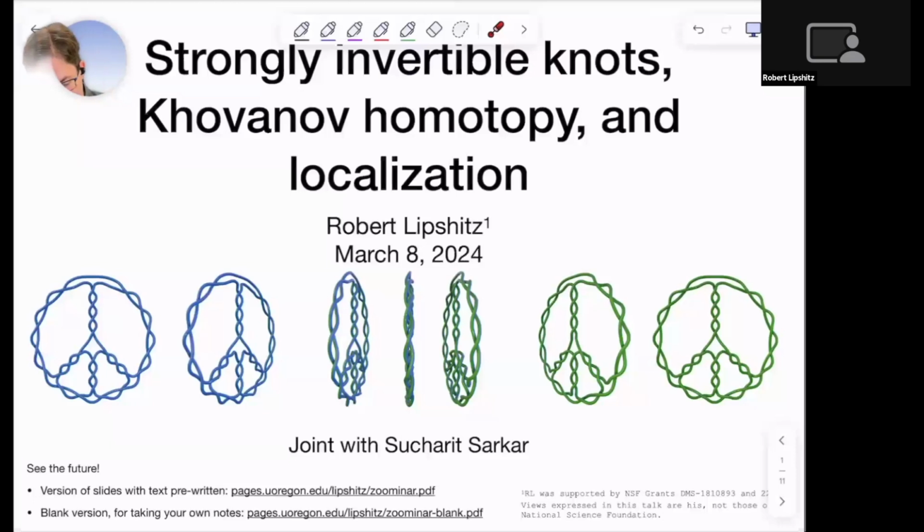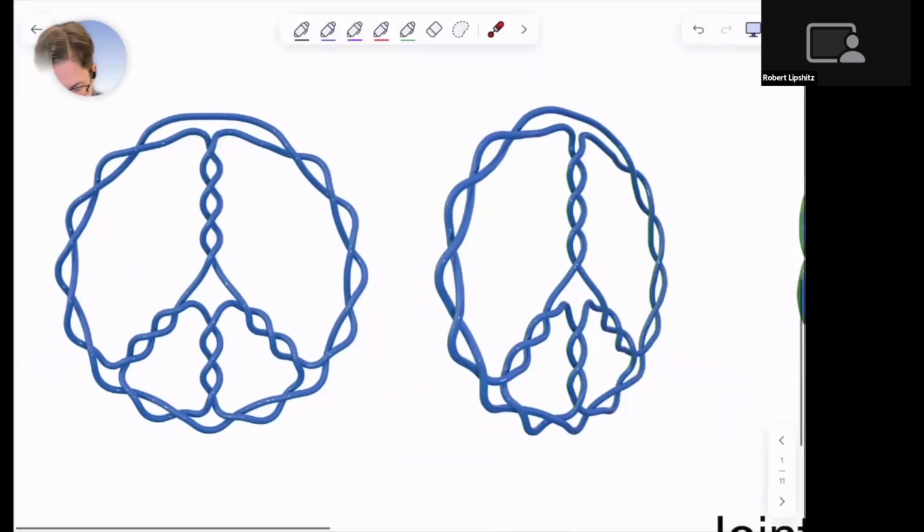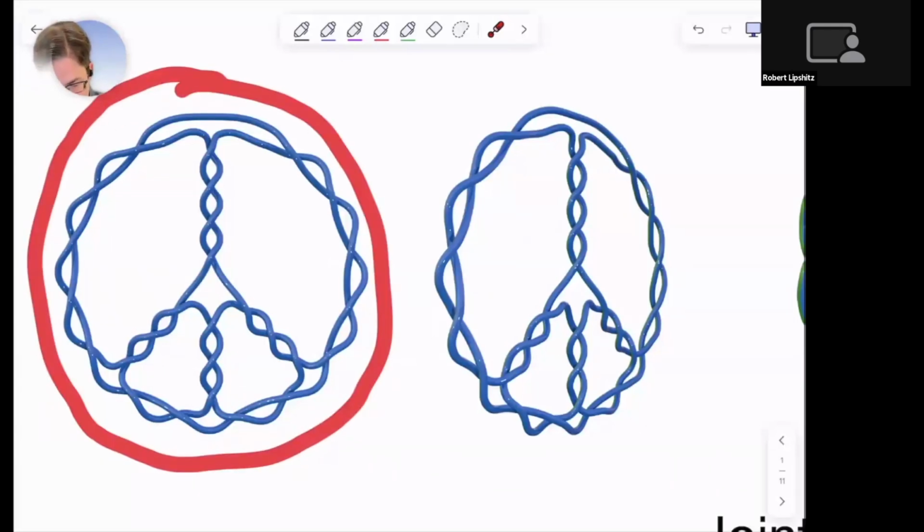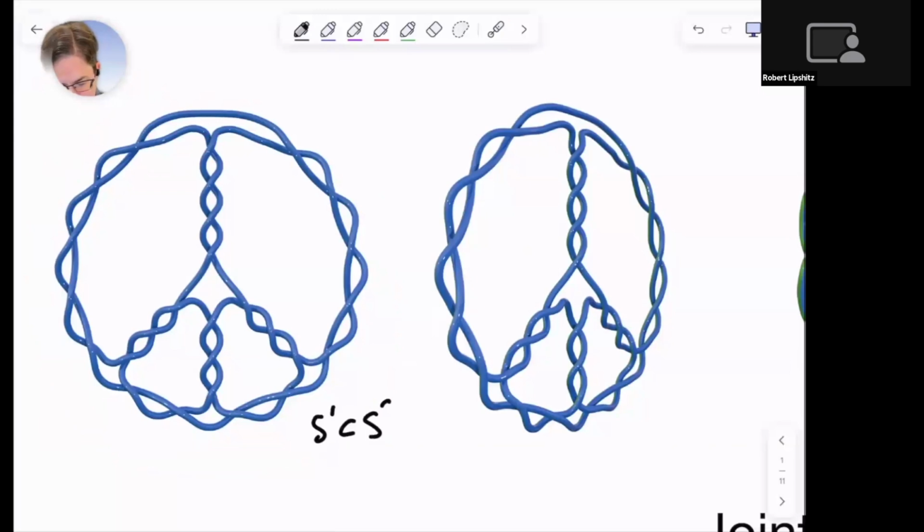Before I change the slide, I'll use the picture on the cover to tell you what a strongly invertible knot is. If you take this knot, this is an S1 inside S3. The first slide is pre-printed, but everything else I'm going to write, so the pace will be controlled by my writing speed. There's an axis here, so that when you rotate by pi around the axis, it takes the knot to itself.